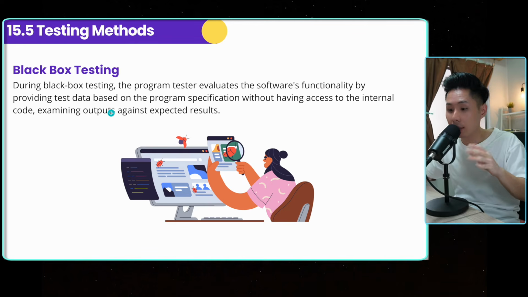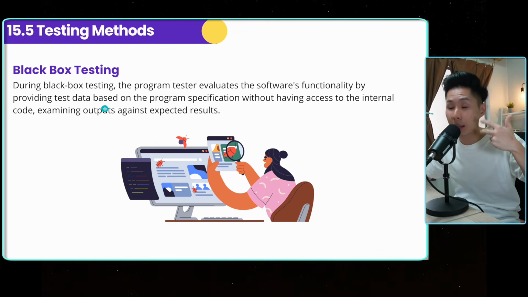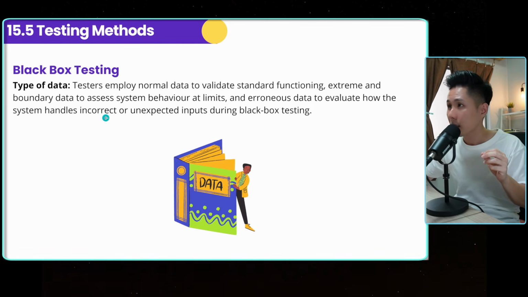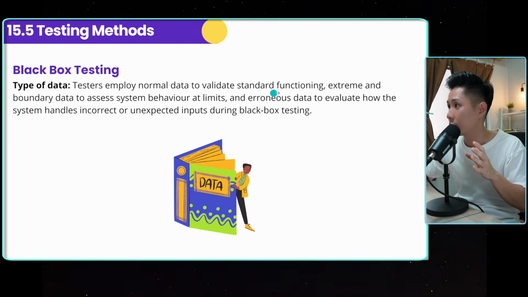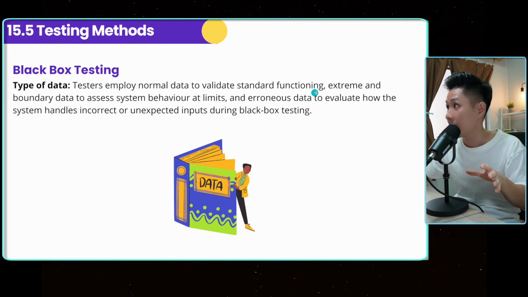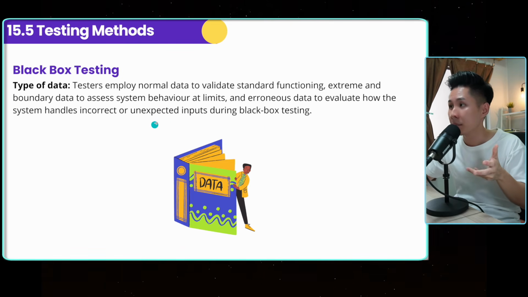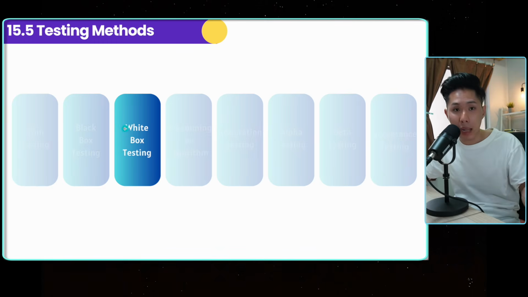All they do is that I give you this input and see whether this program can produce the output that is intended. And that is called black box testing. As for the type of data the tester will use, they will first use normal data to validate standard functioning, and then they will use extreme and boundary data to assess system behavior at its limit, to test its limit, and erroneous data to evaluate how the system handles incorrect or unexpected inputs. So that's black box testing.